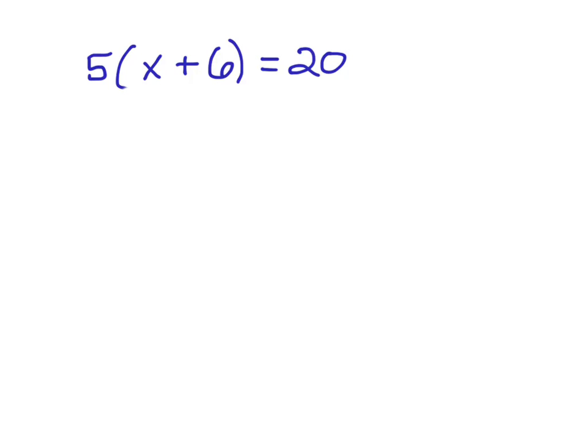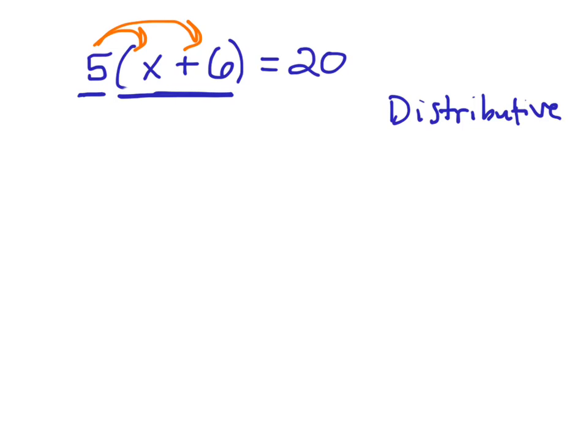Alright, here's another one. We have one more property that you can use, and that is the distributive property. If you remember this one, we've got a 5 multiplied by a sum, x plus 6, and your distributive property tells you that you can multiply that 5 by both things inside. So this would give you 5x plus 30 equals 20.